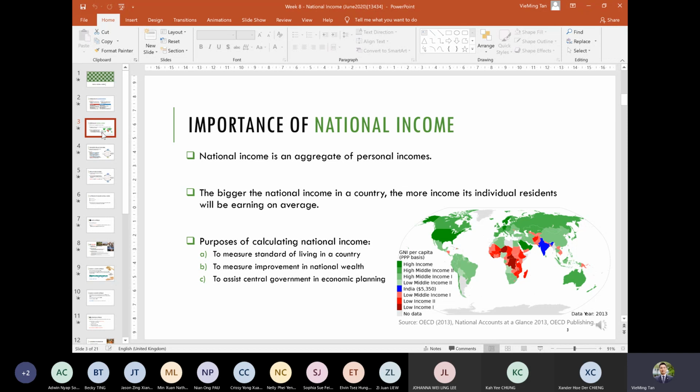So what is the reason we want to calculate the national income? There are a few reasons. Actually, the national income can be used to measure the standard of living of a country.